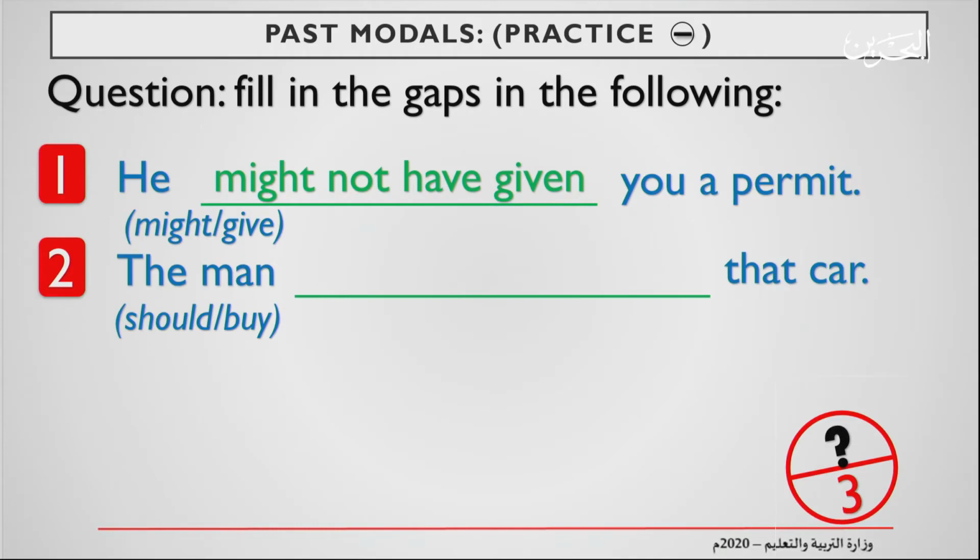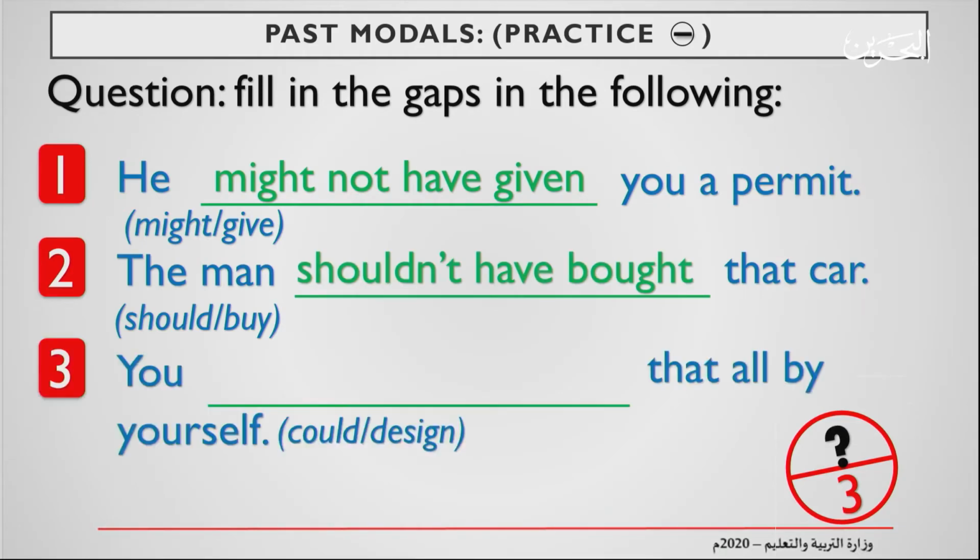Let's check the answer. The answer is shouldn't have bought. Shouldn't have bought. All right, number 3. You, gap, that all by yourself, could, and design.